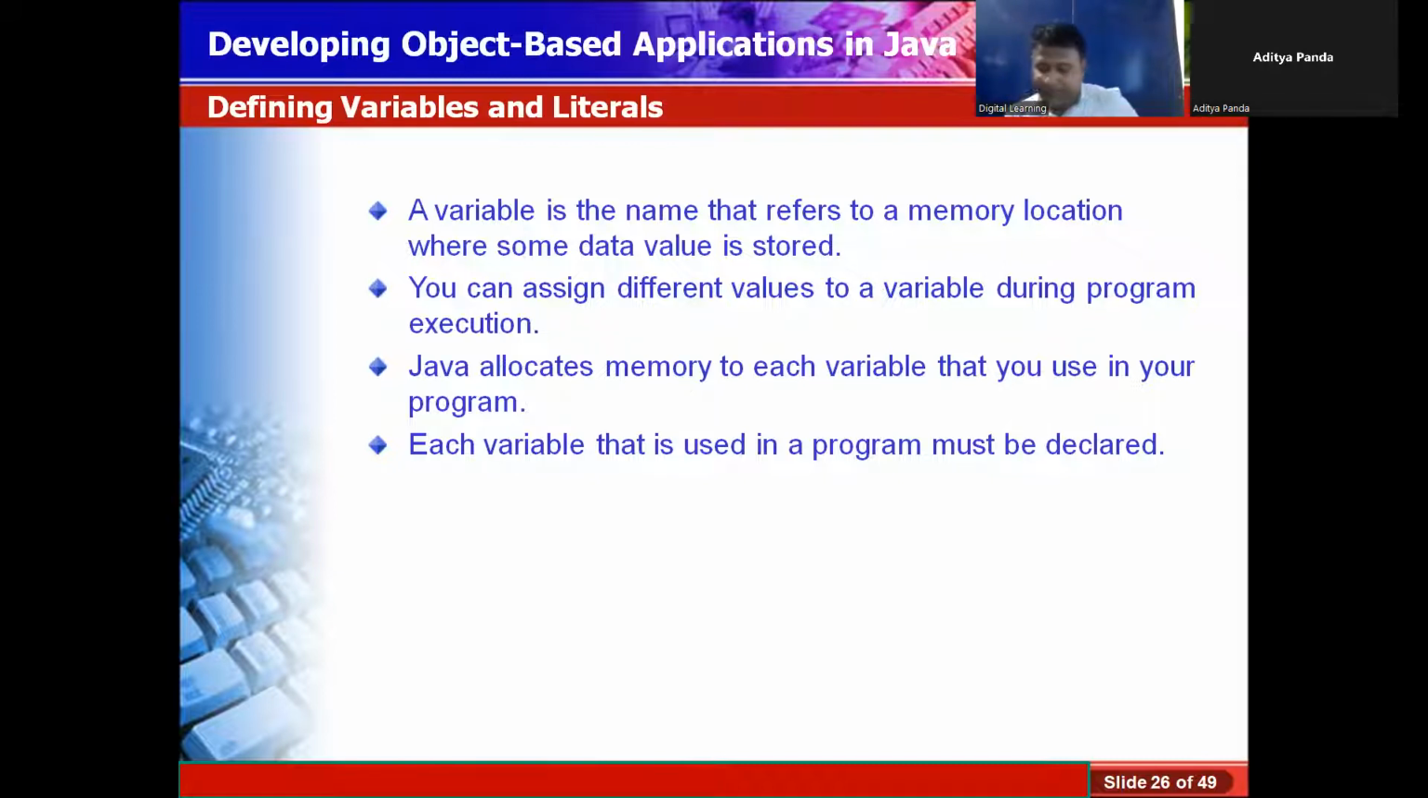Variable is a memory location which is used to store the value, and that value always changes throughout the program execution.